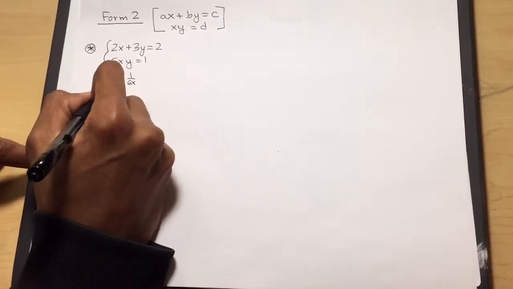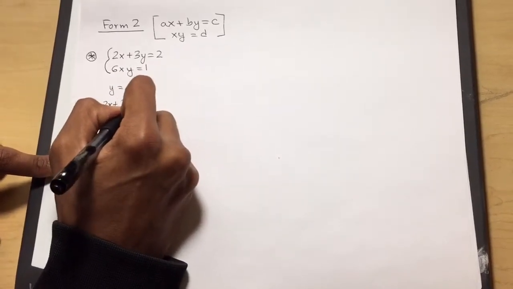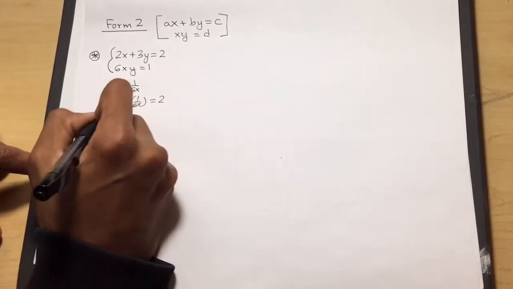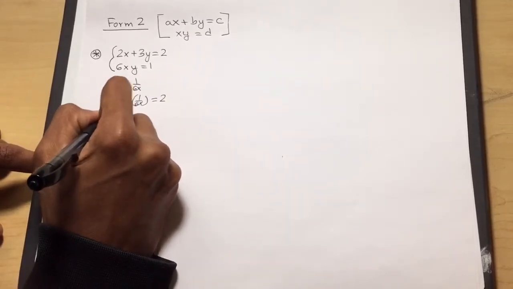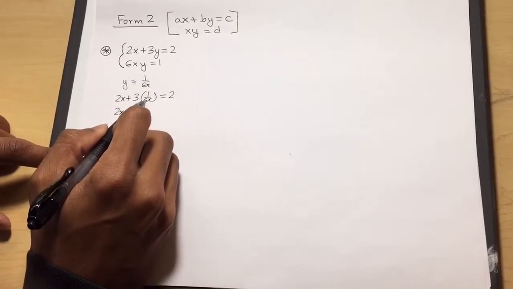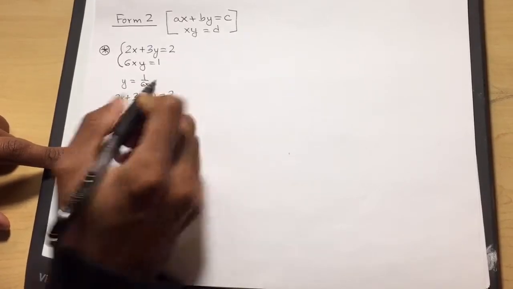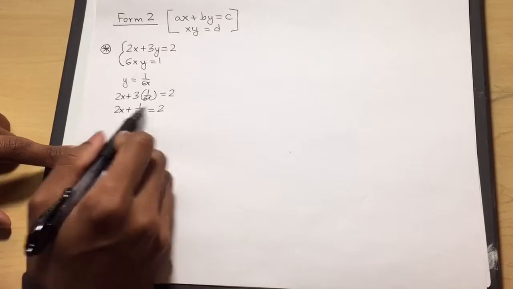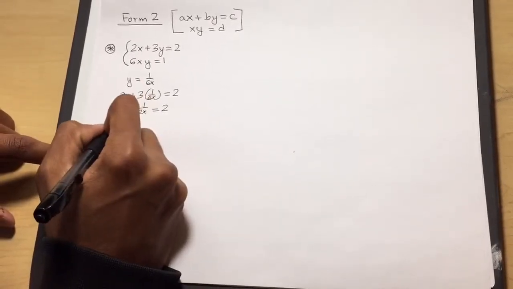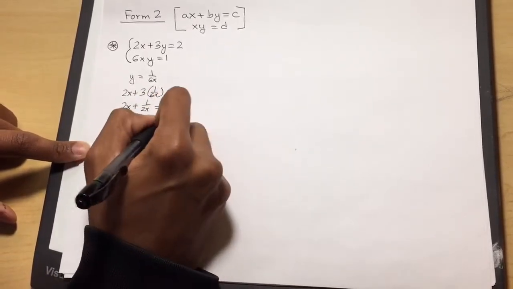Now I'm going to plug y back into the first equation. So the first equation was 2x plus 3y. y is 1 over 6x. 1 over 6x equals 2. Alright, so it will be 2x plus 3 times 1 is 3 over 6, and after simplifying it, it will be 1 over 2x equals 2. Now I'm going to multiply 2x to both sides. Alright, so what I'll get is 4x squared plus 1 equals 4x.